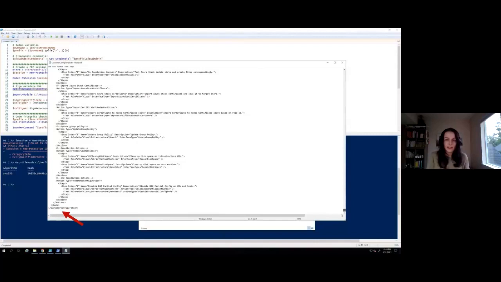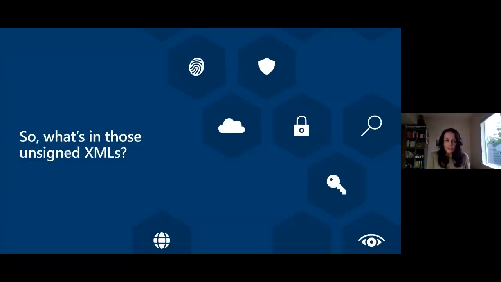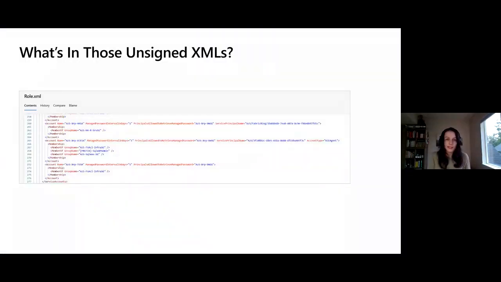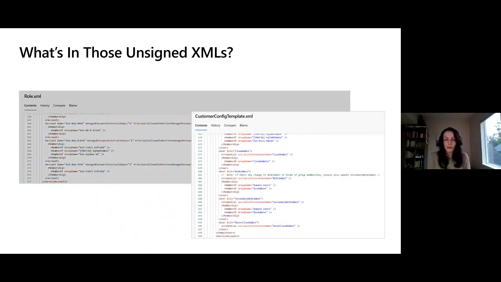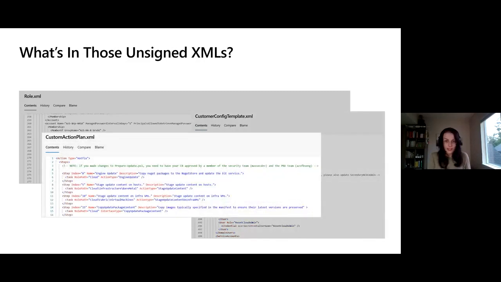In fact, other than the metadata XML that the update package comes with, none of the XML files in Azure Stack Hub are signed, mainly because code integrity is primarily concerned with malicious executables, and XML is just, well, XML. So what's in those unsigned XMLs? Well, we have things like detailed account definitions and role XMLs, user memberships, including those of high privileged groups like domain admins, and various action plan definitions, which are things that dictate the set of steps that are run for various Azure Stack Hub operations, such as hotfixes, updates, and secret rotation.